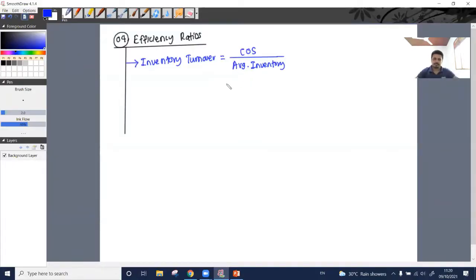Right. Average inventory. Inventory turnover, what is better for a company? Higher number of inventory turnover or a lower number of inventory turnover? What is better?